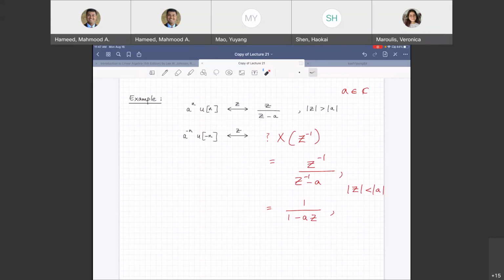So sure, you don't need the z term as long as you know that the property refers to a to the minus n u of minus n. If you have that z term in the numerator, it will take you to something that is right-sided, a to the n u of n. But because of that manipulation that you did, you will eventually do the time reversal anyway.